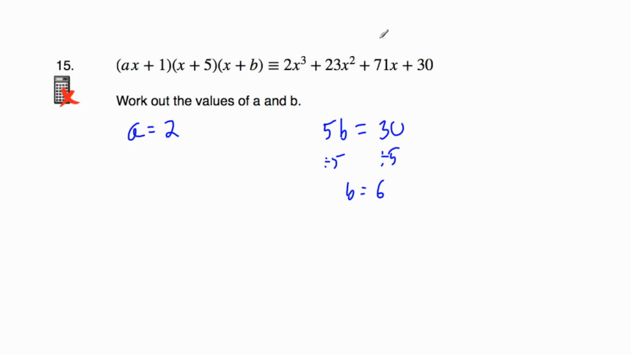So in this question, I've done it in quite a quick and easy way by just looking at it and just saying, well, if we're expanding these brackets, the only term that would give us the x cubed term would be multiplying the first thing in each of the three brackets.